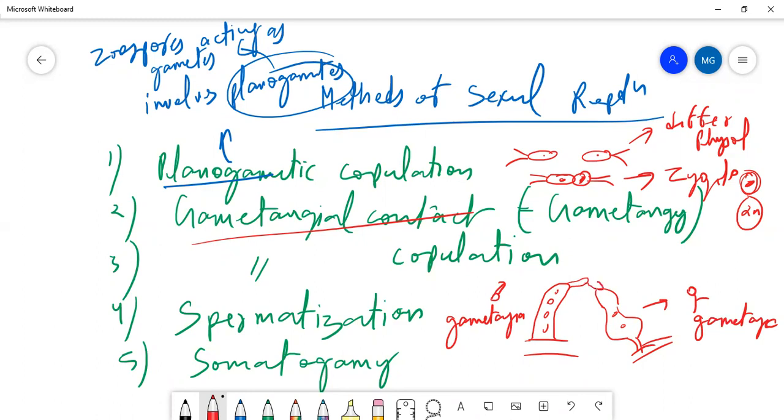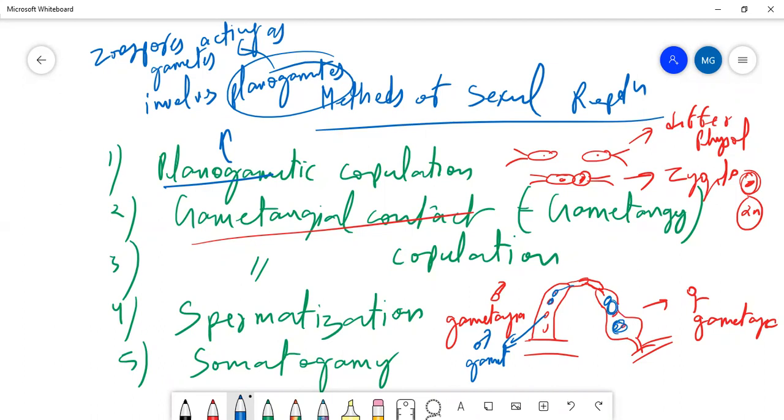And finally, what will happen? One or more nuclei, or one or more male gametes, all of these male gametes, will flow into this copulation tube. We call it the copulation tube. They will lie in the female gametangia and fertilize. Fertilization will take place here. One or more zygotes may be formed.